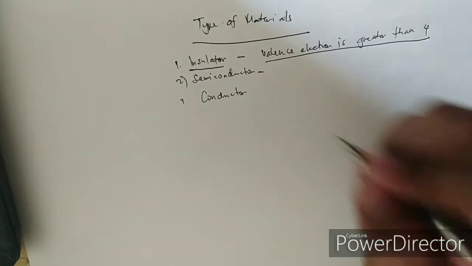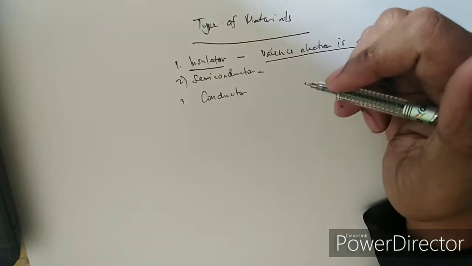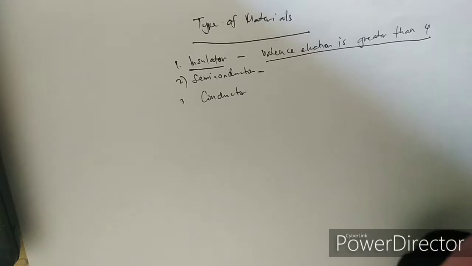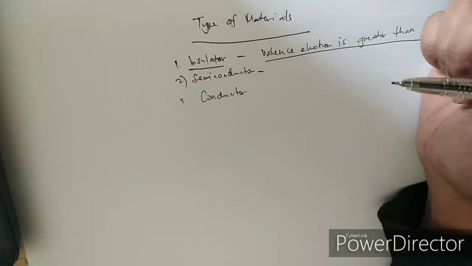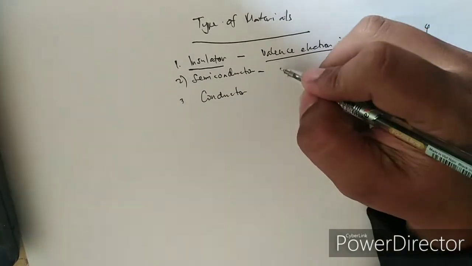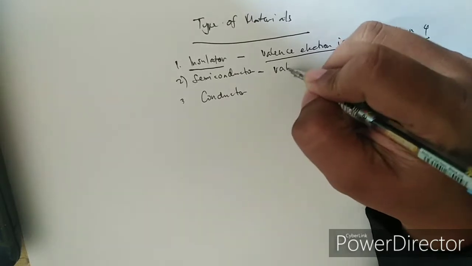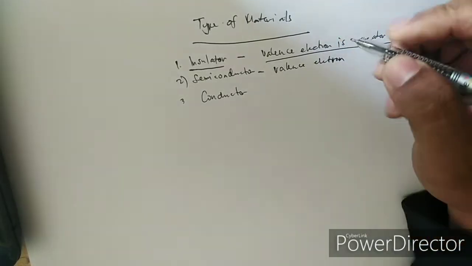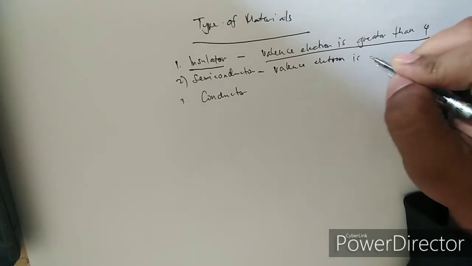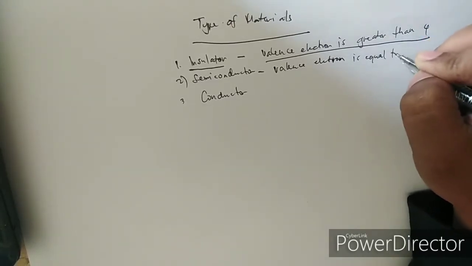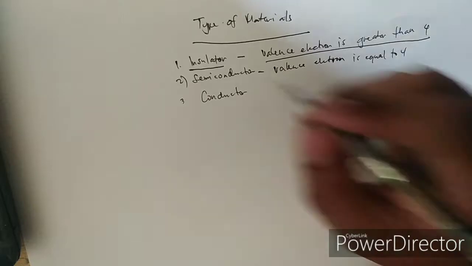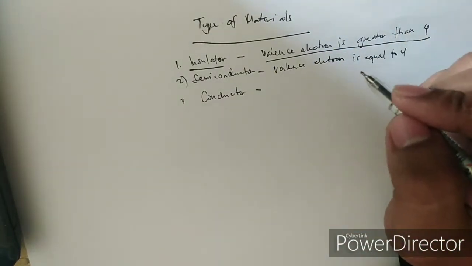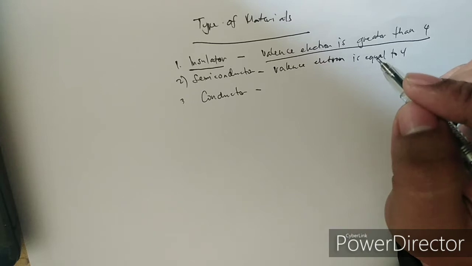The second one is the semiconductor. It is a material that has a conductivity level somewhere between an insulator and a conductor. Meaning its valence electrons are equal to 4.